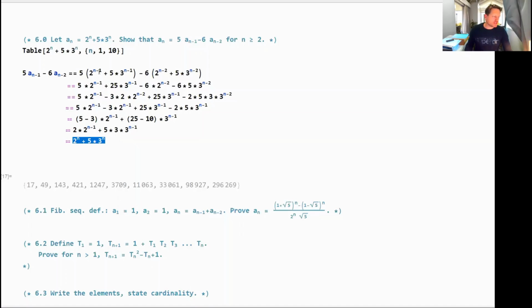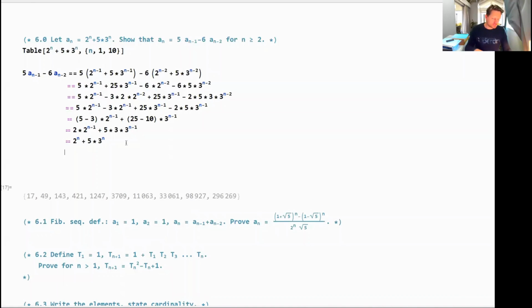But now you see that this is the same as this, and so by definition, this is just equal to a subscript n. Okay, and so we've found that a_n is equal to 5a_(n-1) minus 6a_(n-2). And so we've proved what we were meant to there.